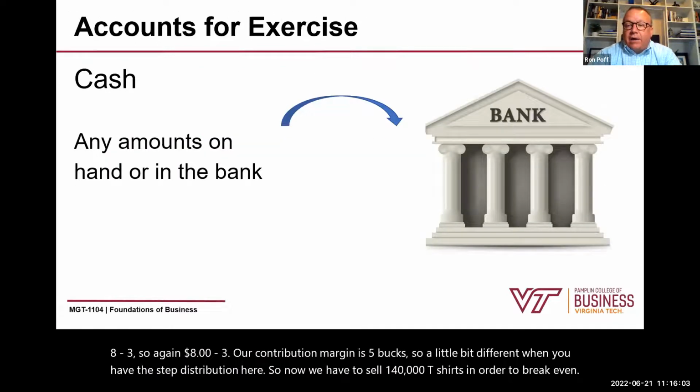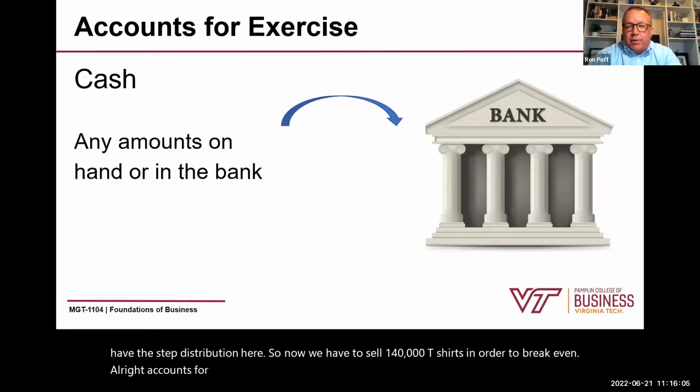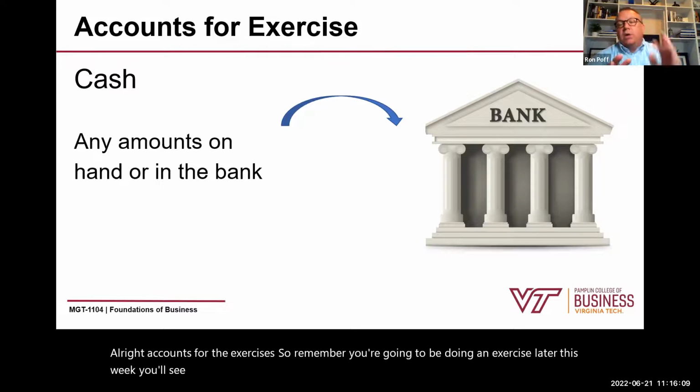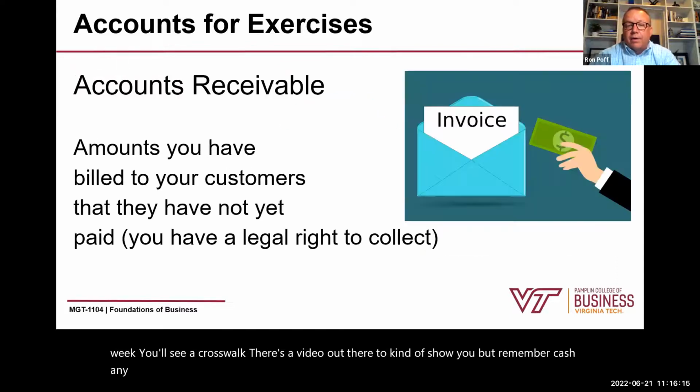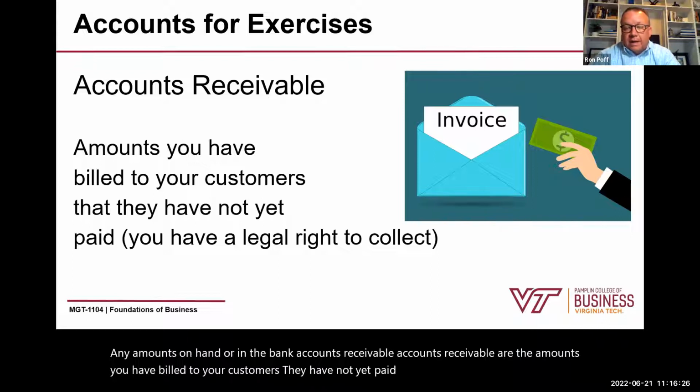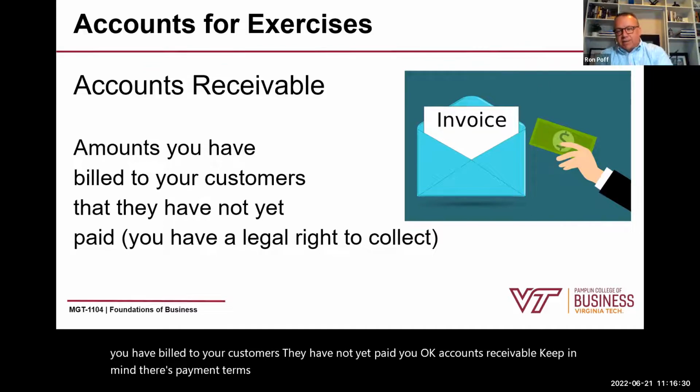All right, accounts for the exercises. Remember, you're going to be doing an exercise later this week. You'll see a crosswalk. There's a video out there to show you, but remember, cash is any amounts on hand or in the bank. Accounts receivable are the amounts you have billed to your customers. They have not yet paid you, okay? Keep in mind, there are payment terms, usually 15, 30, 45, 90 days, whatever that is.